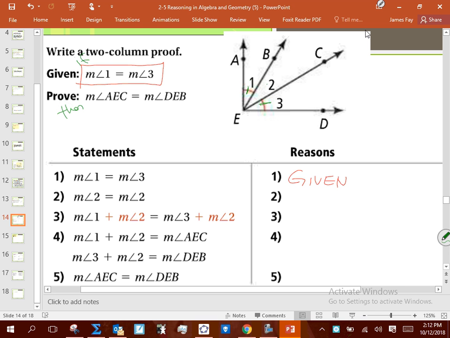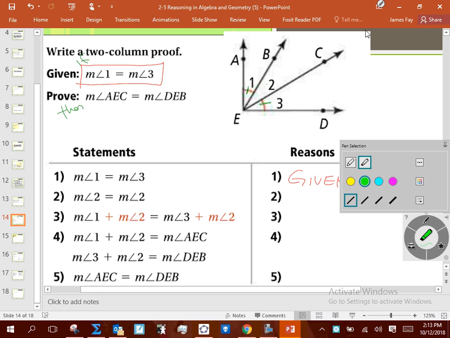Another thing we want to do every time we look at our picture is to think about our goal, which is to look at AEC and DEB and prove those angles congruent or equal. Would you agree with me if I said that inside that green angle is all of angle 2? Do you agree with that?